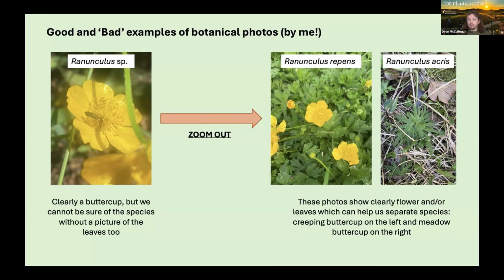If you're a gardener, you'll definitely know these species very well. But really, it's just about zooming out. You don't have to have loads of detail all of the time.